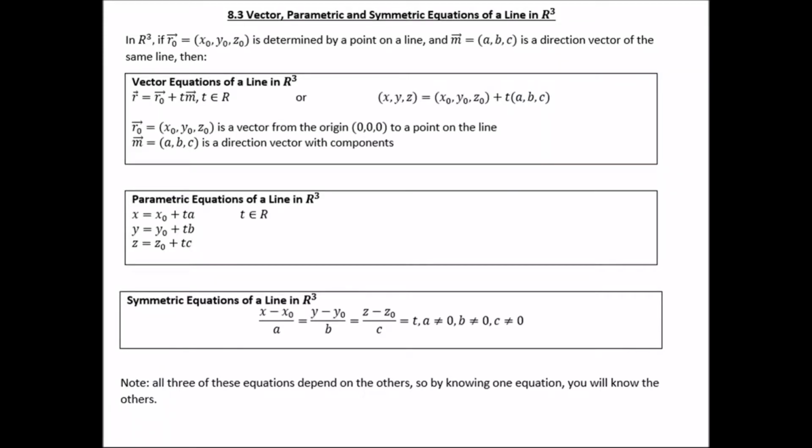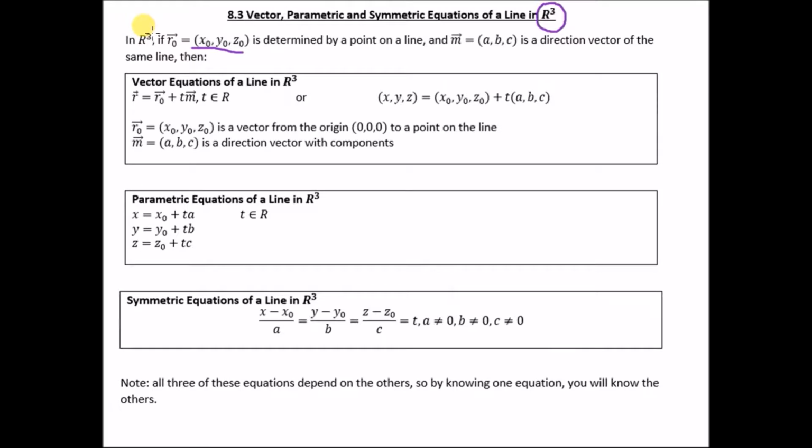8.3 vector, parametric, and symmetric equations of a line in R cubed. Okay, so this time we're talking about R cubed, not R squared. Everything that we're going to do is going to look very familiar. It's just going to be extended by one coordinate. So instead of xy, we're going to deal with xyz.